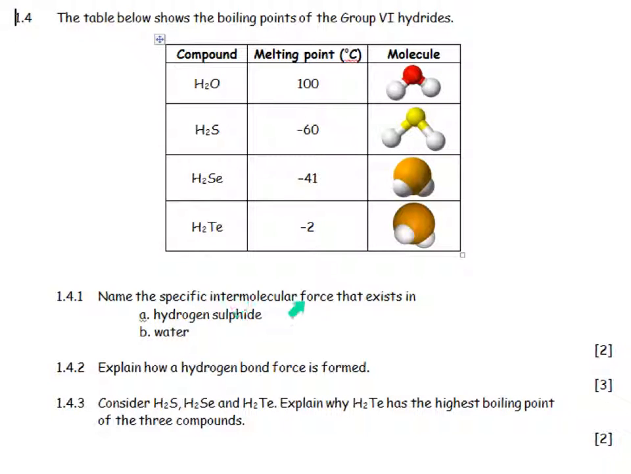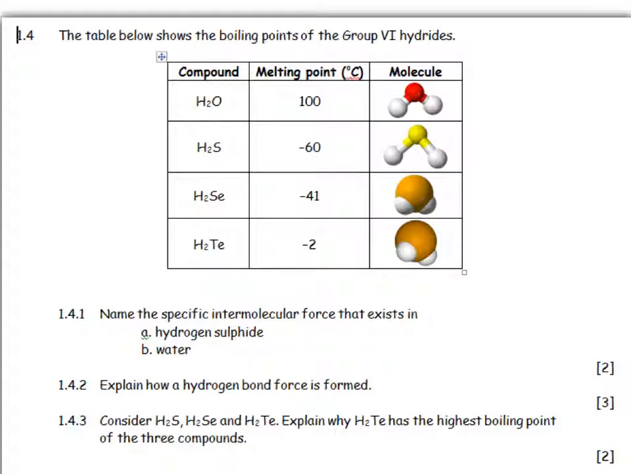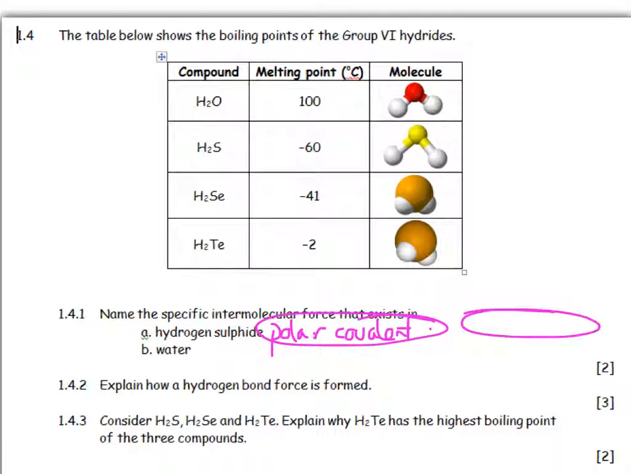Name the specific intermolecular force that exists in hydrogen sulfide. Now, hydrogen sulfide is 2 nonmetals. It is a polar covalent molecule, but that's not what they're asking. They are asking for the specific intermolecular force. What holds polar covalent molecule to the next polar covalent molecule? A dipole, dipole intermolecular force. And you have to be specific because they say it's specific.